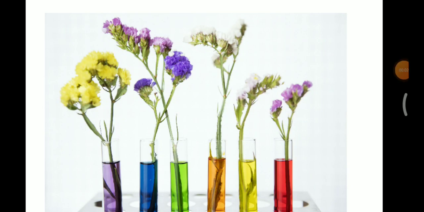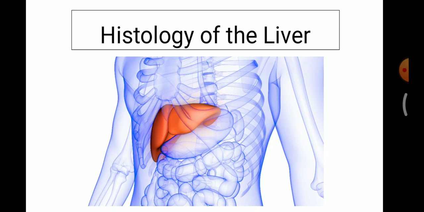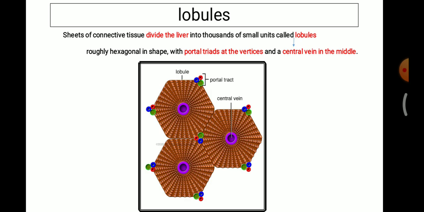Hello all. In this video we will try to understand the histopathology of the liver. So, histology of liver: you should broadly know where the liver is located. When you cut the liver down, you will observe the lobules. One by one we will see and discuss the terminologies used in the histopathology.